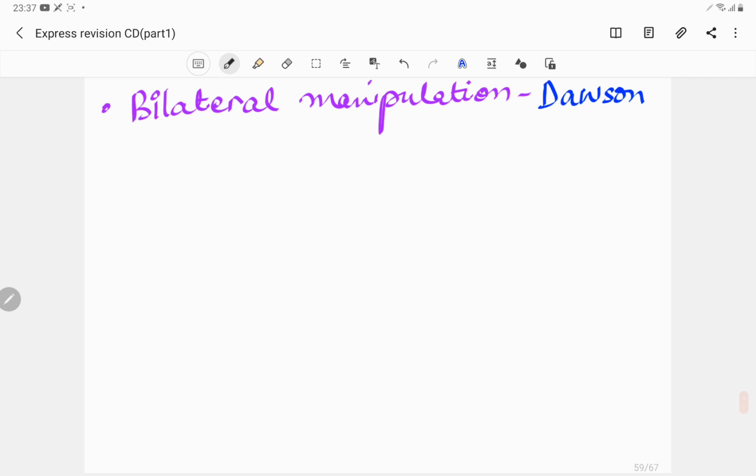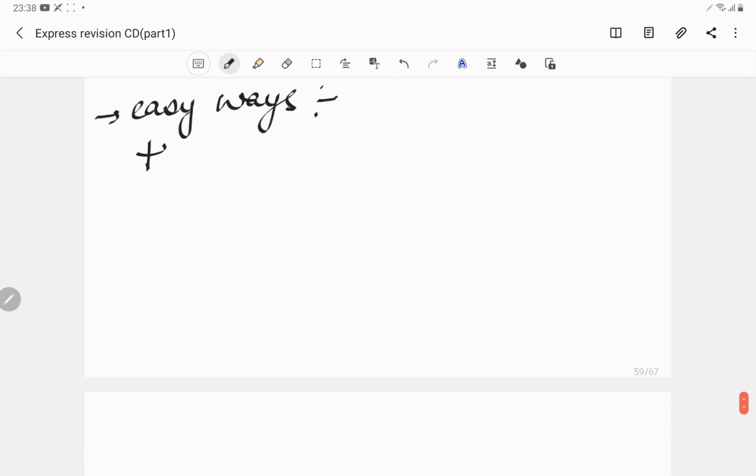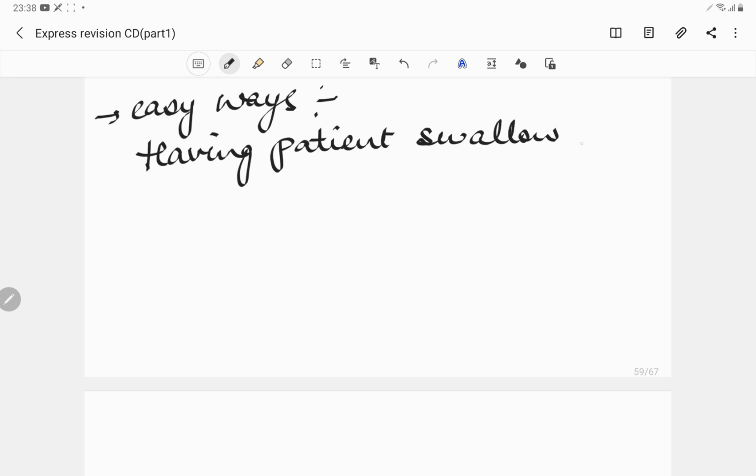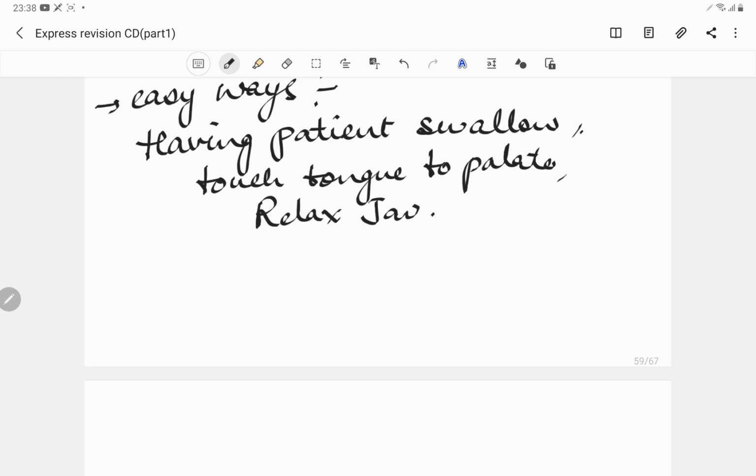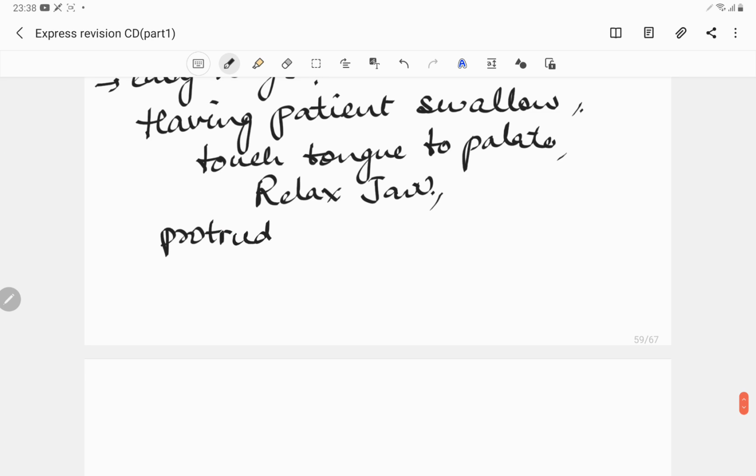And let me tell you some easy ways also. So there are some easy ways to guide. What are the easy ways? I have already told you. Having the patient swallow, asking the patient to touch the tongue to the palate, relaxing the jaw muscles, or protruding or retruding.